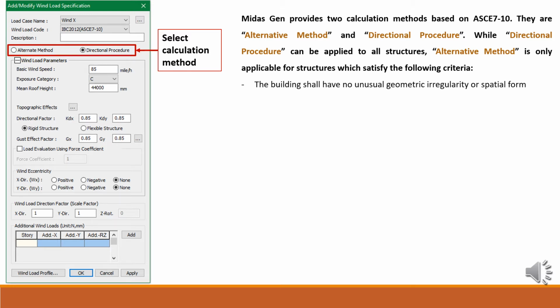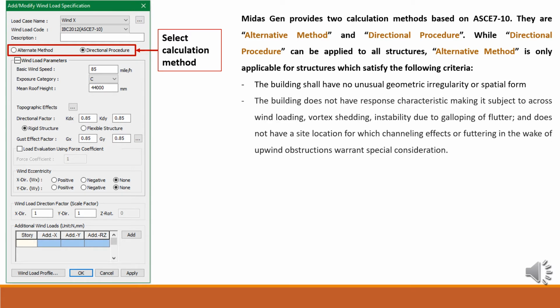The building shall have no unusual geometric irregularity or spatial form. The building does not have response characteristics making it subject to crosswind loading, vortex shedding, instability due to galloping or flutter, and does not have a site location for which channeling effects or buffeting in the wake of upwind obstructions warrant special consideration.